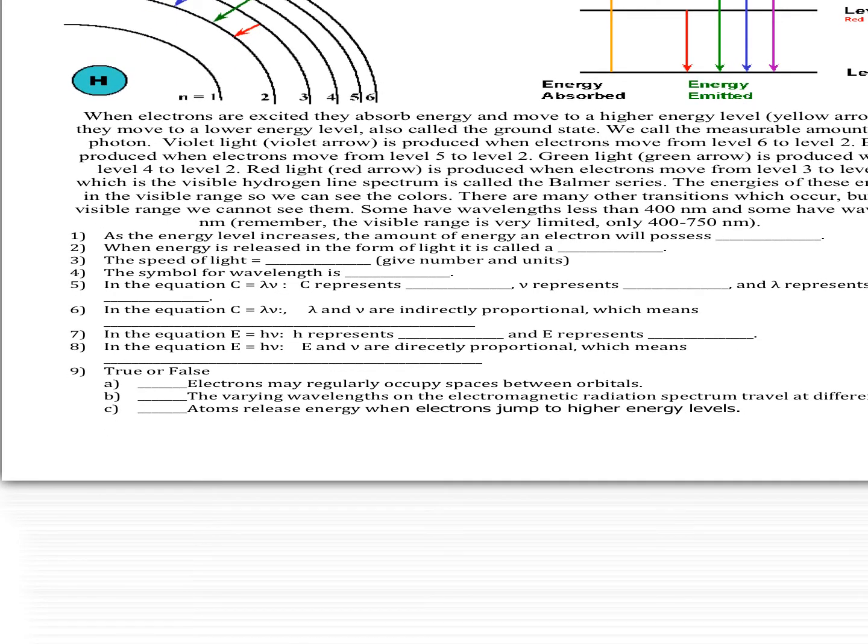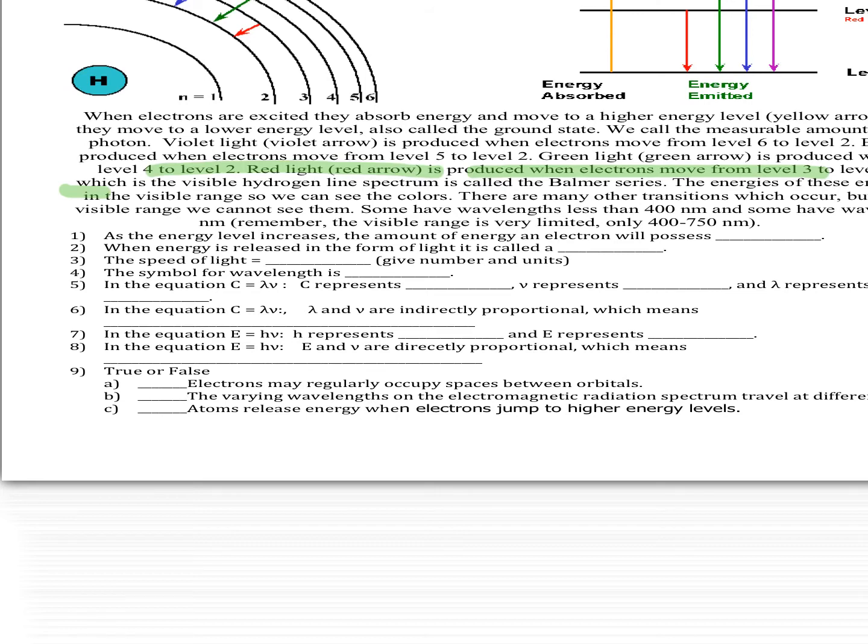Now when electrons are excited, they absorb energy and move to the higher energy level. So that would be your yellow arrow. All right, we gained energy, we jump to a higher energy level. When they move to a lower energy level, we call it the ground state. When it moves back, it's the ground state. We call the measurable amount of light energy released a photon.